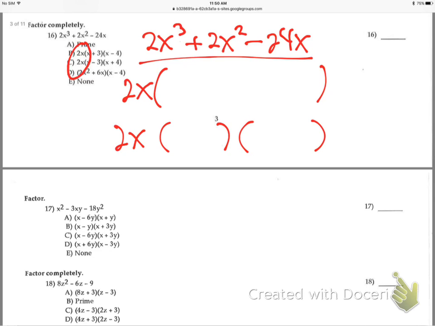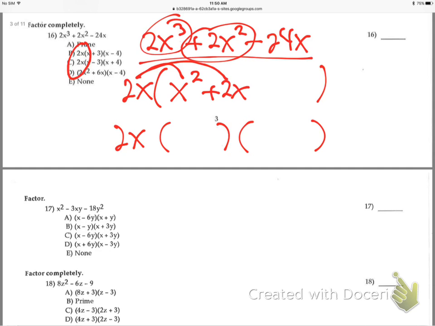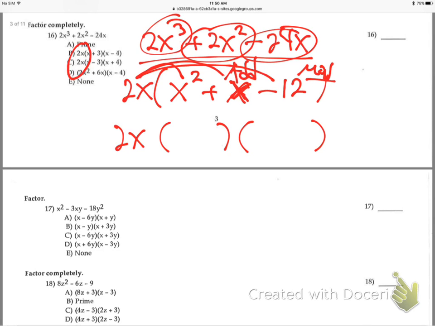All right, so how do you know what goes in the one big parenthesis? Well, whatever works. 2x times what would go back to 2x cubed? X squared. 2x times what would go back to the middle one? Plus 2x, and 2x times minus 12 would go back to that. Oh, you're right, I'm messing up. Thank you. Just regular x, yeah. Thanks. Good? Now, we can use this and remember the multiply and add in the middle?